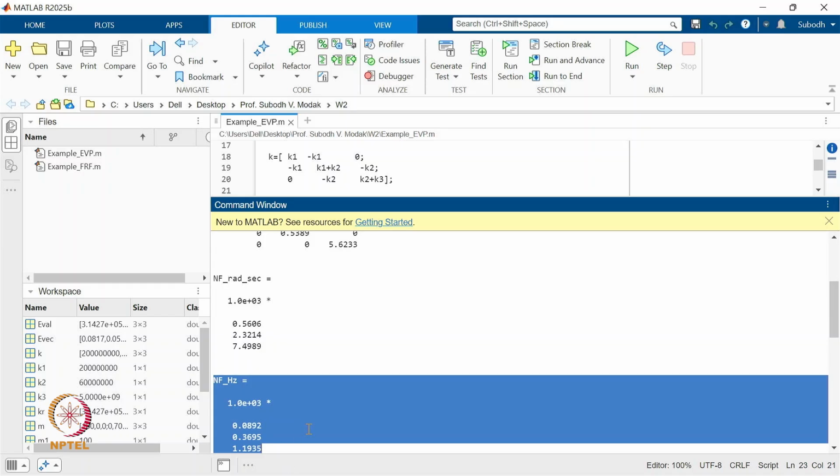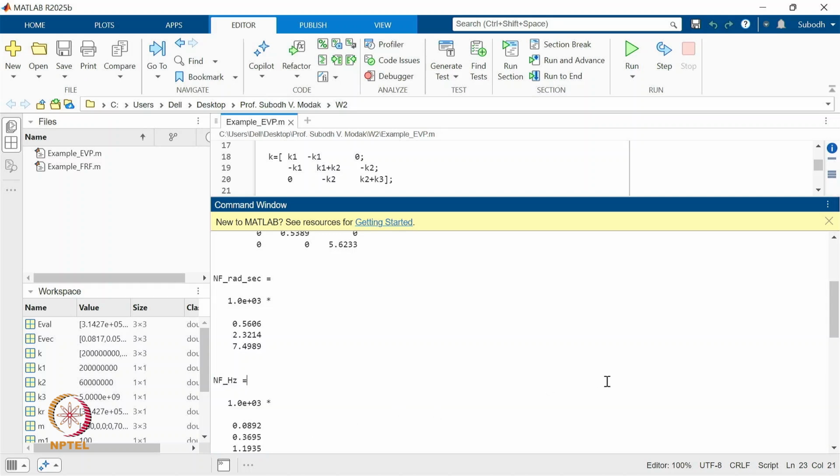So the first natural frequency is 89.2 hertz, the second one is 369.5 hertz, and the third one is 1193.5 hertz, correct. Then let me scroll it down.